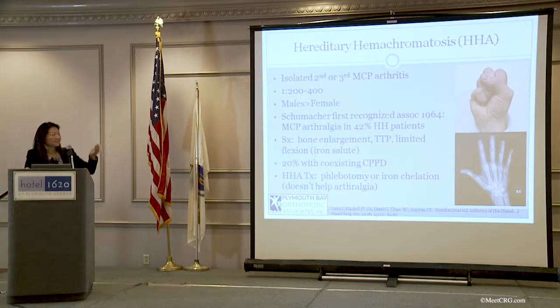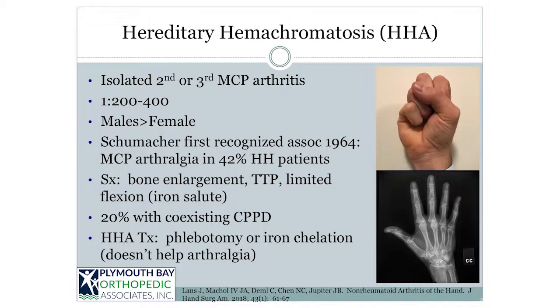What you notice also is that instead of being able to make a fist, because you can't flex that index and middle finger all the way down, you can't fully make that fist. And then you have what they call the iron salute fist, seen up here. But on x-rays, you see this degeneration in the second MCP joint and the third MCP joint. Interestingly, 20% of these patients also have something called pseudogout, which I'll talk about in a few minutes.